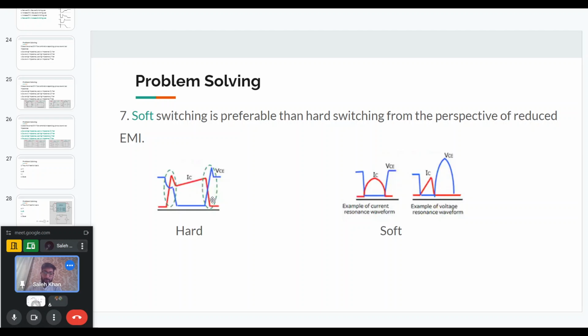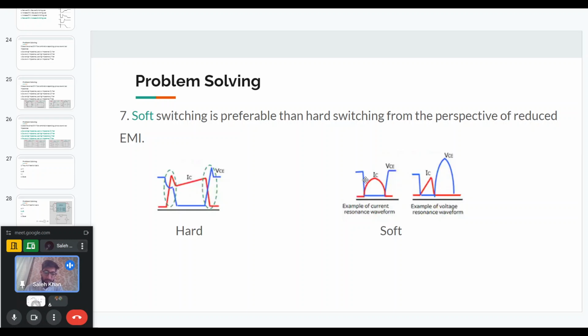Still the dV/dt and di/dt will be very high. So that is why in hard switching, the EMI can be very high, and there are chances of EMI propagation. But in soft switching, what is done is, for example, here on the left waveform, the current is actually changing in a gradual manner instead of a very instantaneous manner.